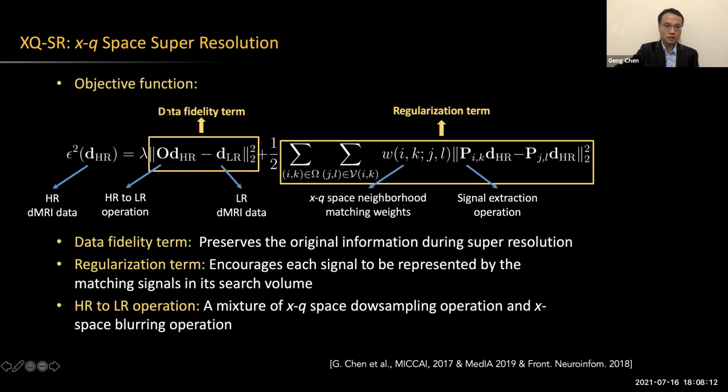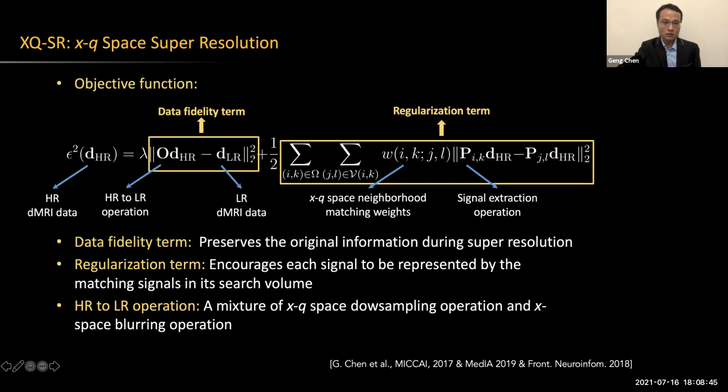For the data fidelity term, O is an operation to map the high resolution data to a low resolution one. This equation encourages that the low resolution information is well preserved in the high resolution data. Suppose we have a prediction of HR, and we use O to map it to a low resolution one.